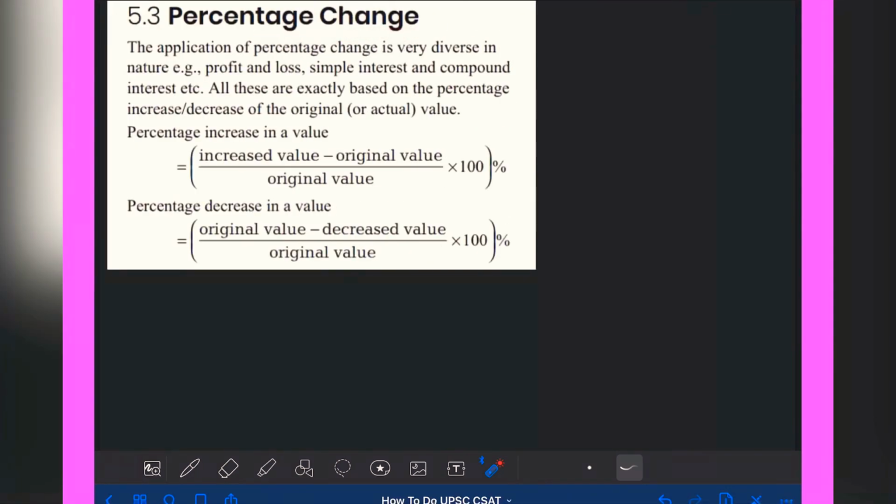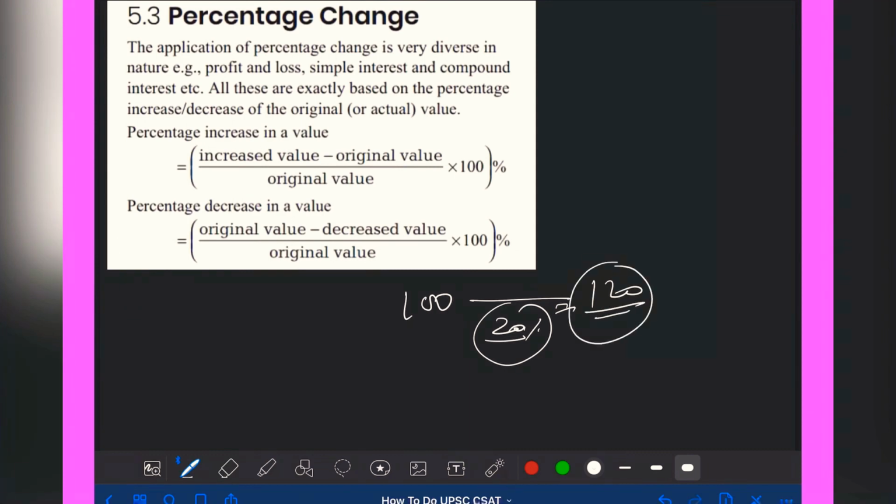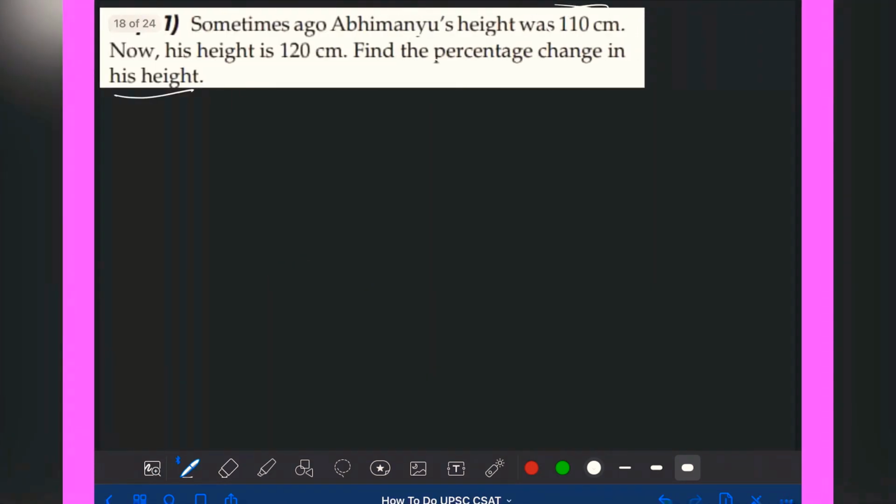Percentage change is nothing. If we have an initial value of 100 and the later value is 120, there is an increase of 20%, right? The difference between the values divided by the original value, multiplied by 100, gives us the percentage change.